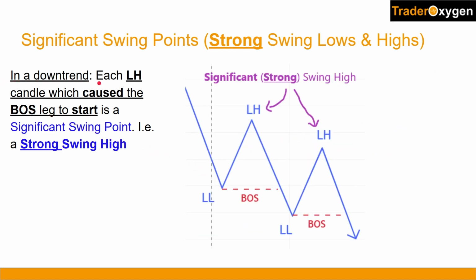So in a downtrend, each lower high which causes the break of structure leg to start. So this lower high started this break of structure leg. This lower high started this break of structure leg. Those are significant swing highs. Okay, let's see what's next.